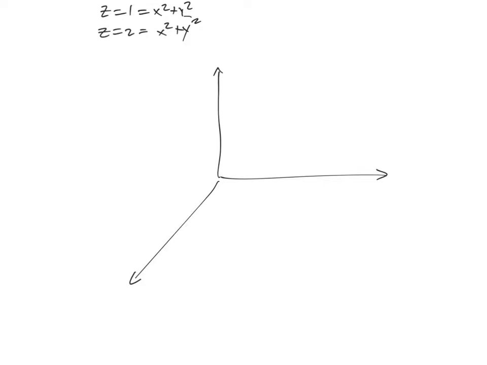First, I'm going to draw my objective. No, let's draw the paraboloid first. So it's going to look, this is x, this is y, this is z. And so we've got our paraboloid. It looks like this. Okay?